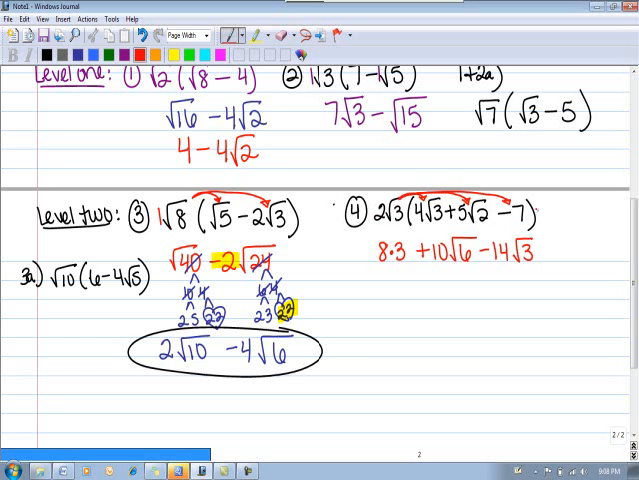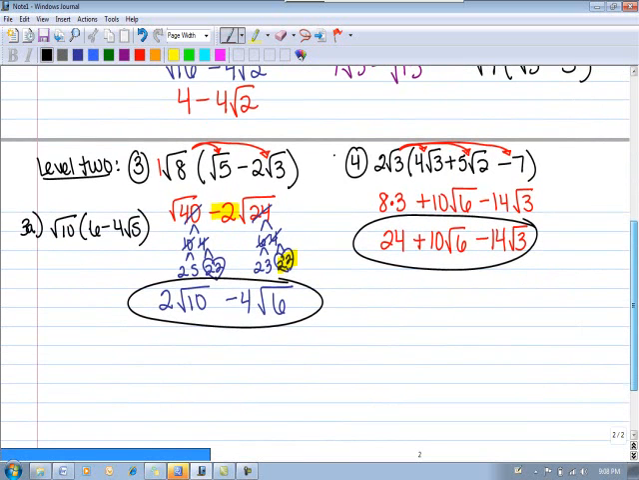Okay, so simplify. 8 times 3 is 24, plus 10 radical 6 minus 14 radical 3. And 6 and 3 are not like radicals. They can't be broken down any further. So 24 plus 10 radical 6 minus 14 radical 3 is my final answer.